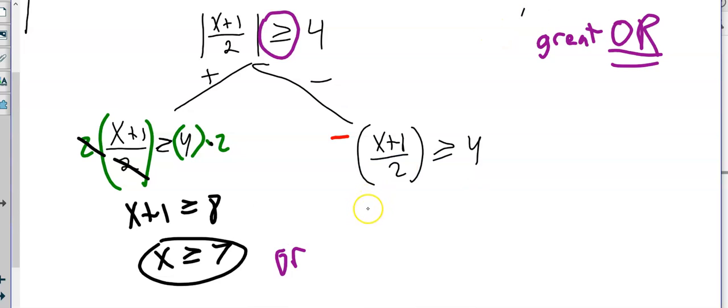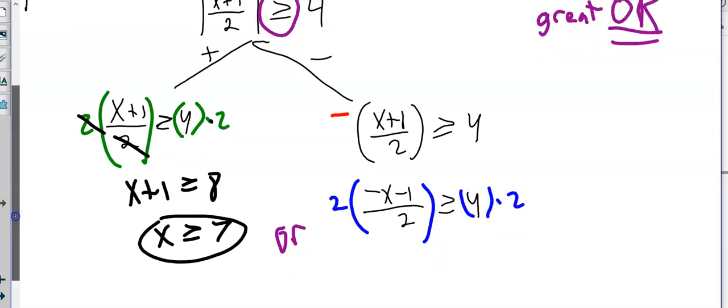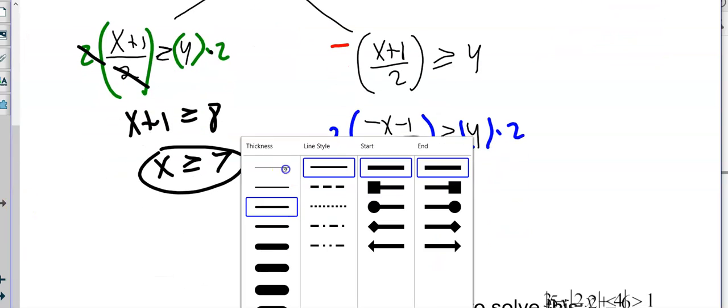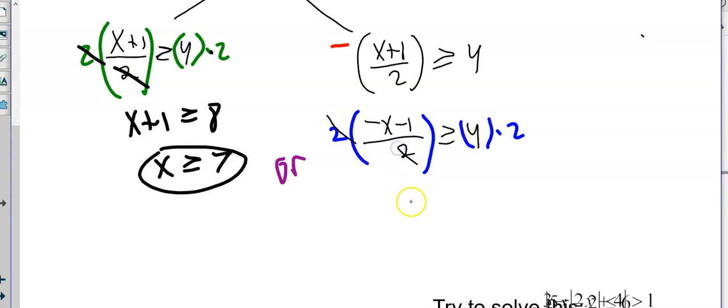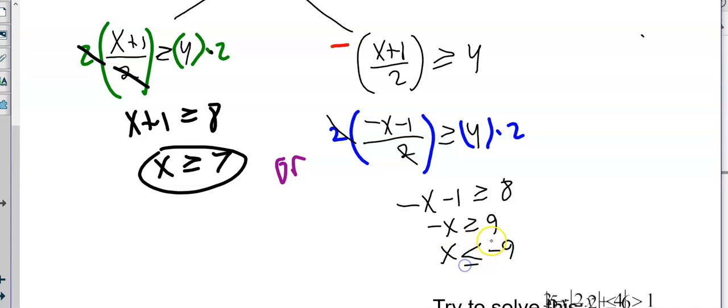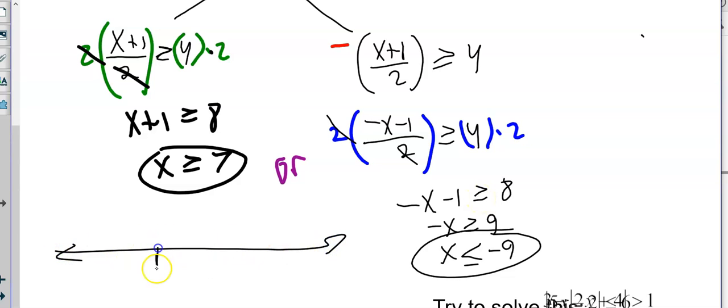So we get negative x minus 1 over 2 greater than or equal to 4. I'm going to multiply both sides by 2 and simplify that a little bit. That cancels really nicely. I get negative x minus 1 greater than or equal to 8. Add 1: negative x greater than or equal to 9. Divide by negative, that's negative 9 now, and switch the direction of the sign. So I've got these two things: negative 9 and 7.